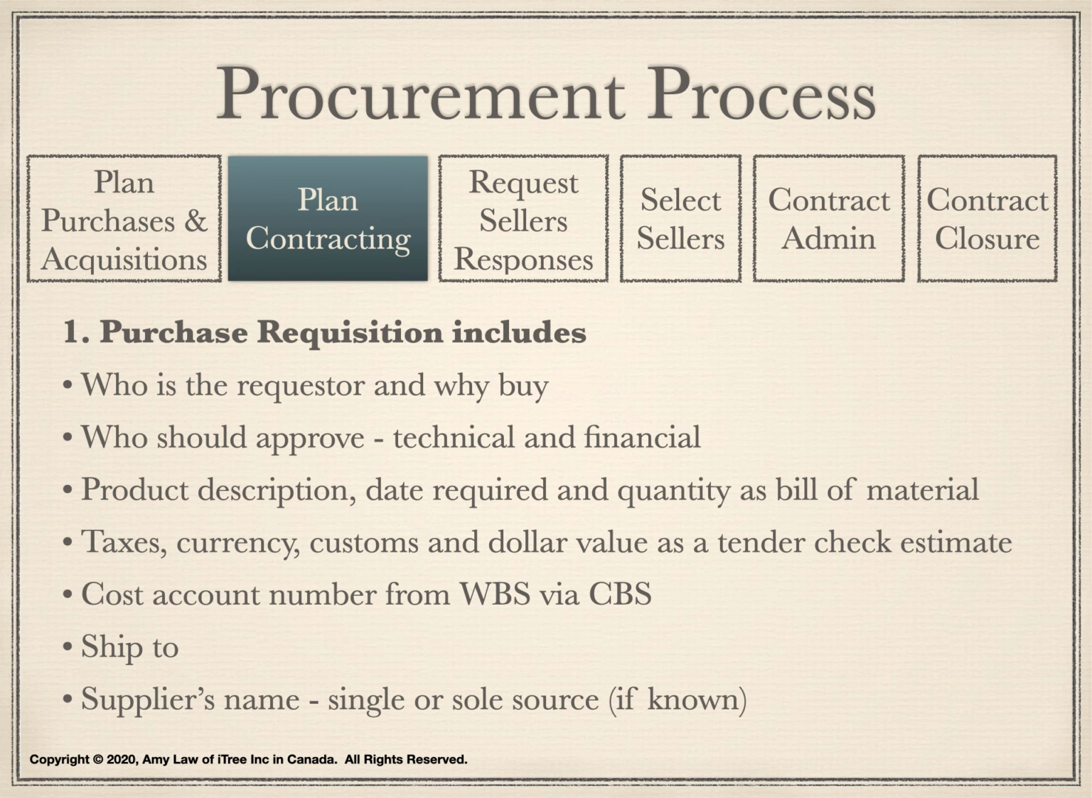Purchase requisition includes who is the requester and why buy. It includes who should grant the technical and financial approval. It also includes product description, date when product is required, and quantity as bill of material. In terms of pricing, it includes taxes, currency, customs, and dollar value as a tender check estimate. It includes a cost account number from work breakdown structure via contract breakdown structure. Last but not least, it includes ship to address and supplier's name, if known in single or sole sourcing.